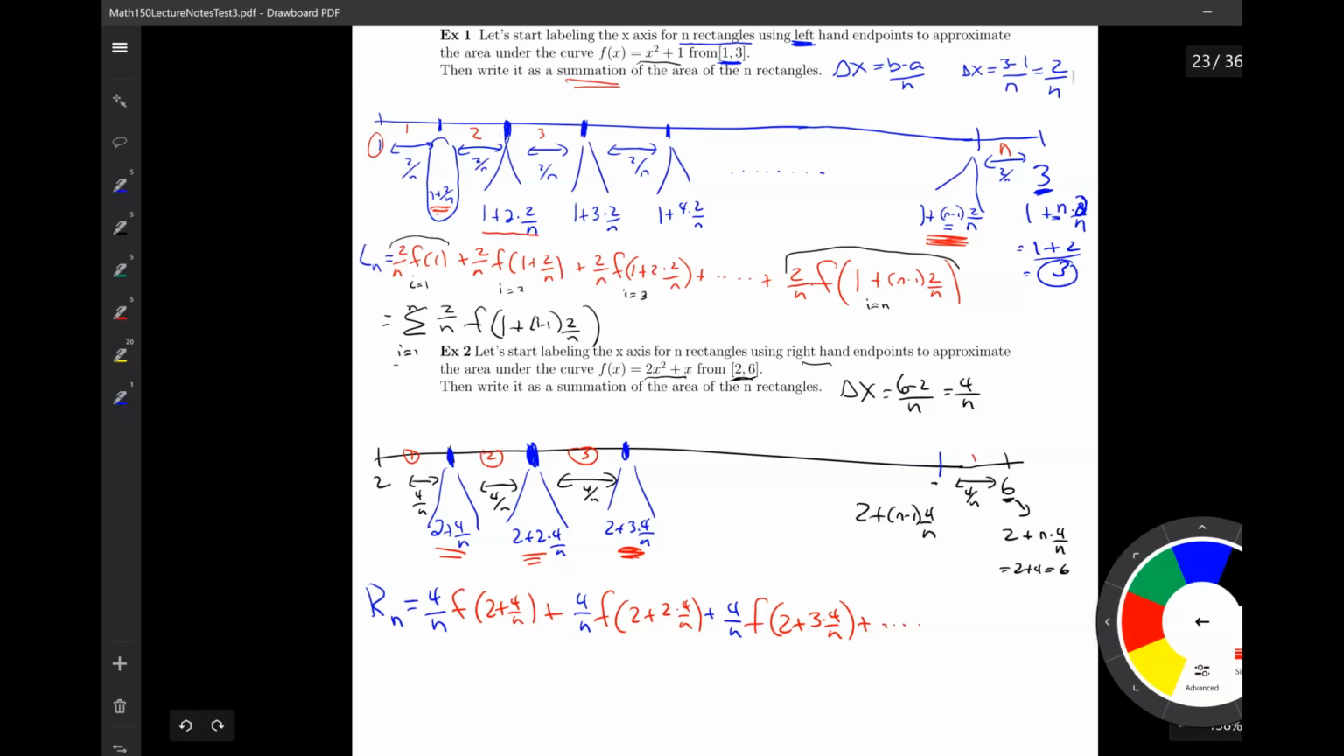Plus, and I'm going to go all the way down to rectangle number n. So it's going to be 4 over n. And then the right-hand endpoint, I could use 6, but I really want to establish the pattern, so I'm going to use this: 2 plus n 4 over n's. All right, so now I want to write this as a sum, i equals 1 to n. And so I want i equals 1 to generate that, i equals 2 to generate that, i equals 3 to generate that, and i equals n to generate this. So this is the nice one to look at. So it's always going to have a 4 over n. It's going to be f of 2 plus i times 4 over n.